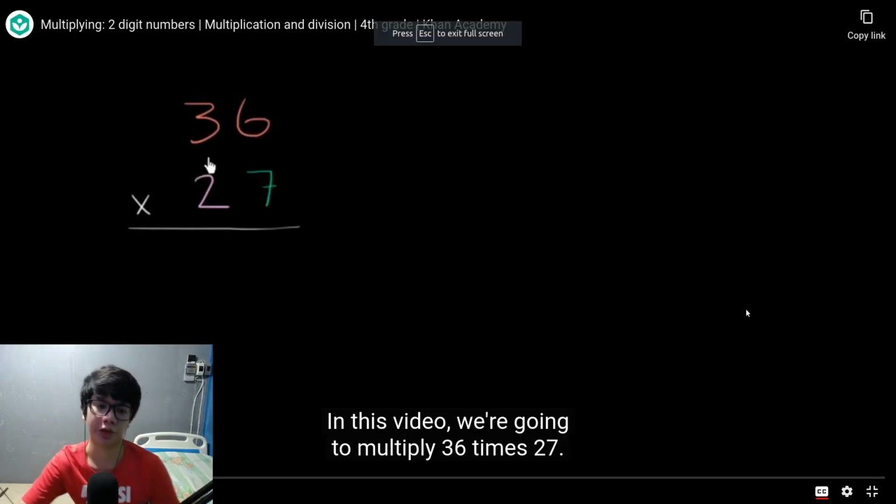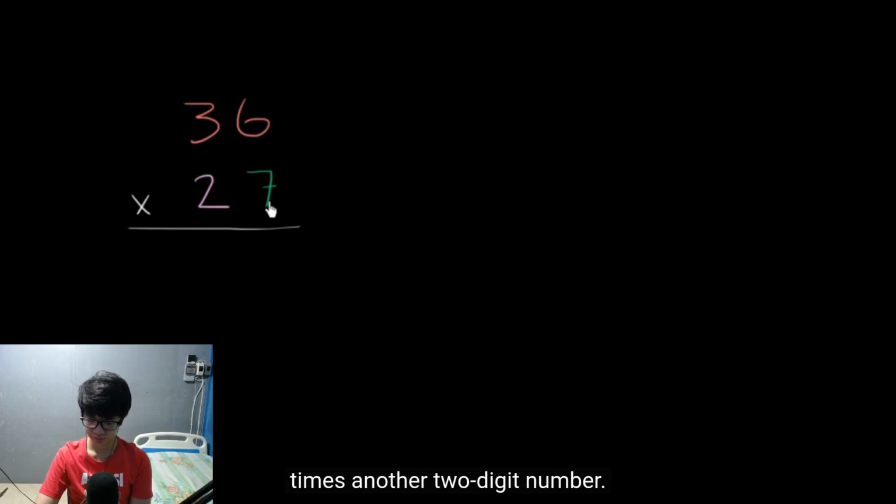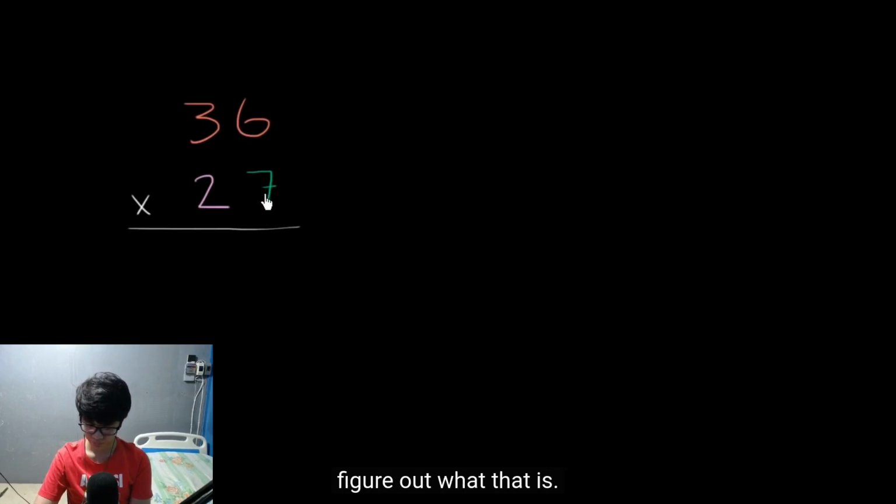In this video, we're going to multiply 36 times 27. So we're multiplying a 2-digit number times another 2-digit number. And the way that we're going to tackle it is we're going to first multiply 36 times 7, figure out what that is. Then we're going to multiply 36 times 20, figure out what that is, and then add those two numbers together.